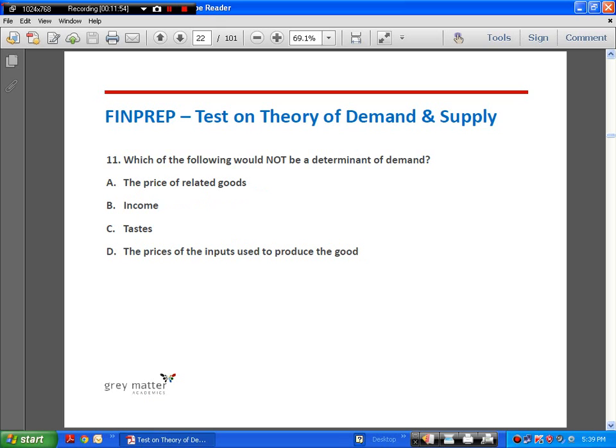The 11th question: which of the following would not be a determinant of demand? A, price of related goods. B, income. C, tastes. D, the price of the inputs used to produce the good. Options A, B and C are definitely determinants of demand, whereas option D, the price of inputs used to produce the good, is a supply related concept. Therefore, the right answer is option D.